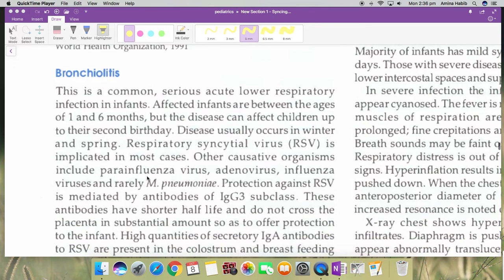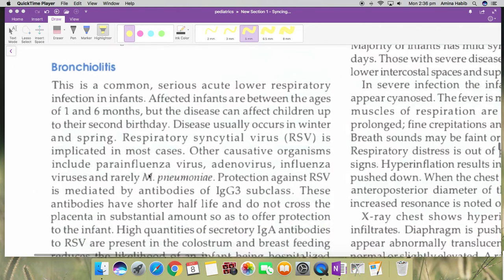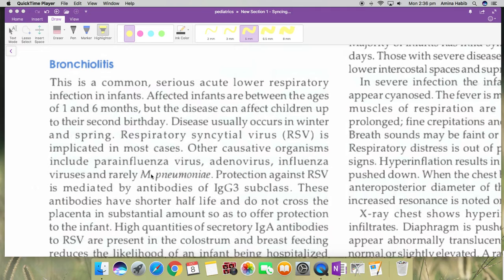Welcome back. Let's continue with the new topic of bronchiolitis. In bronchiolitis, you need to know what this condition is. Is it lower or upper? Obviously, it's an acute lower respiratory tract infection, more commonly seen in infants, usually occurring in winter or spring.